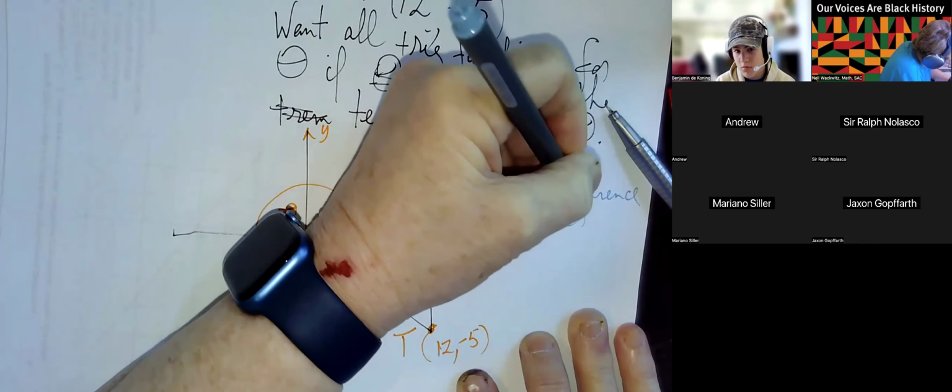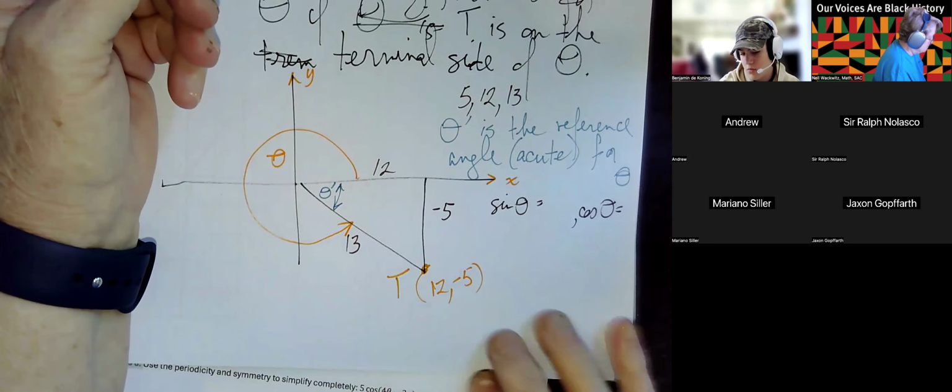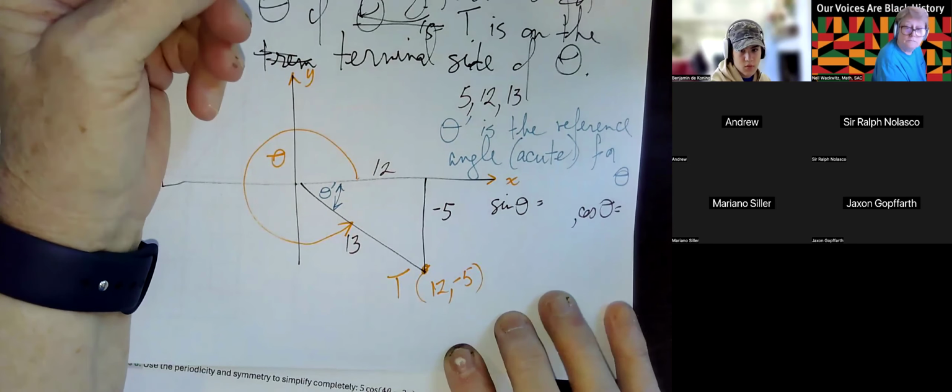Yeah. So let's see. Let's start with the two basics, sine theta and cosine theta. In terms of right triangle sides, let's write that down to get in the habit. Sine is opposite over hypotenuse, and yes, it'll be -5 over 13. Cosine is adjacent over hypotenuse, which would be 12 over 13.